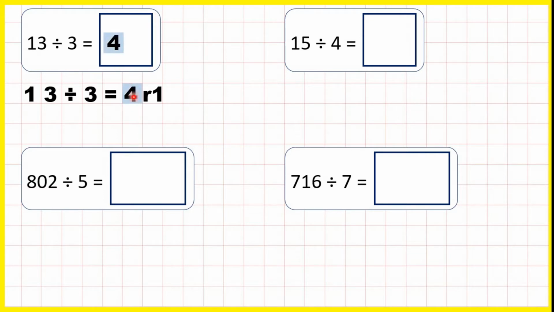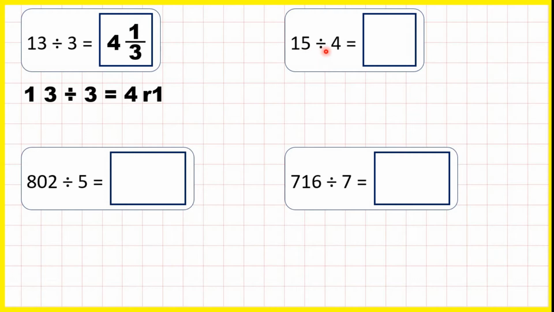So 4 is our whole number, 1 is the numerator of our fraction, so the remainder is the numerator, and then the denominator is the divisor, so the number that we were dividing by. So for 13 divided by 3, rather than writing 4 remainder 1, we can write 4 and 1/3.